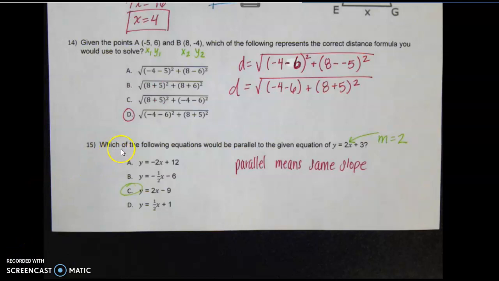Number 15, it says, which of the following equations would be parallel to the given equation? That one's pretty easy. M is 2 there. Parallel means the same slope. The only option that has the same slope is C. It's got a 2 as a slope.